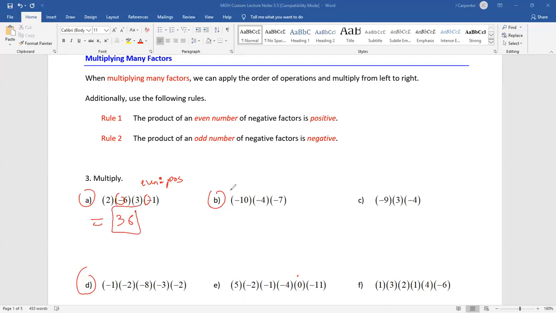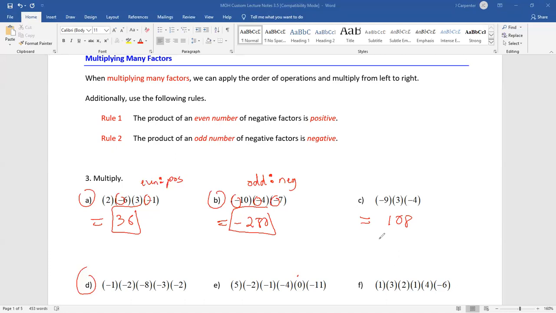It's just a shortcut. With B, we've got 1, 2, 3 of these, which is an odd number. So the answer should be negative. So I can just go ahead and put the negative in the answer. 10 times 4 is 40. 40 times 7 is 280. So the answer would be negative 280. I'll leave you to try out C on your own. You should get the answer of 108.